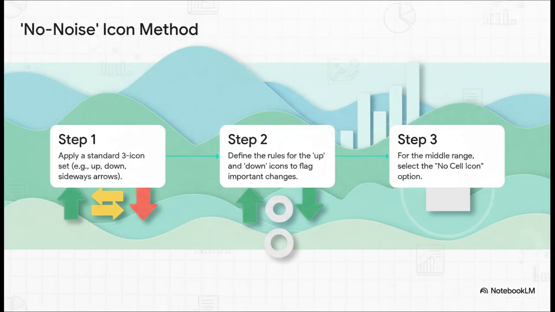So here's the fix, and it's incredibly simple. You start with a standard 3-icon set. You set up your rules for the big changes, the significant ups and downs that you want to flag. But here's the key. For that middle range, the stuff that's just business as usual, you pick the no cell icon option. And just like that, the icon literally disappears unless it's flagging something you actually need to see.